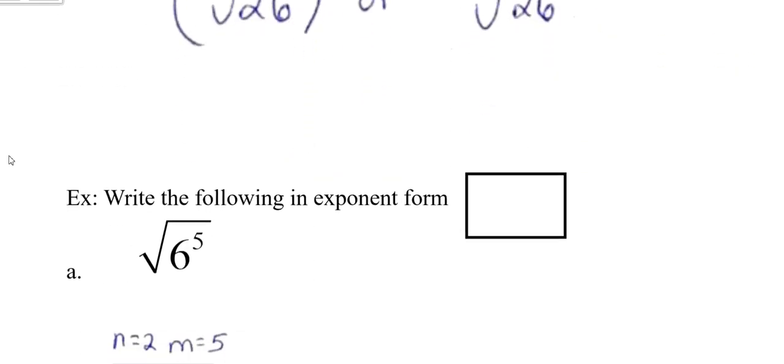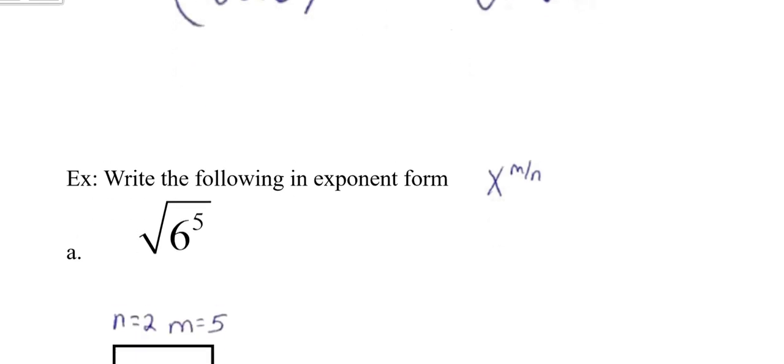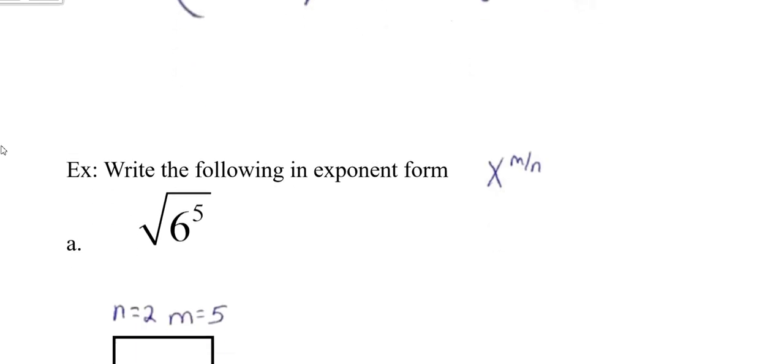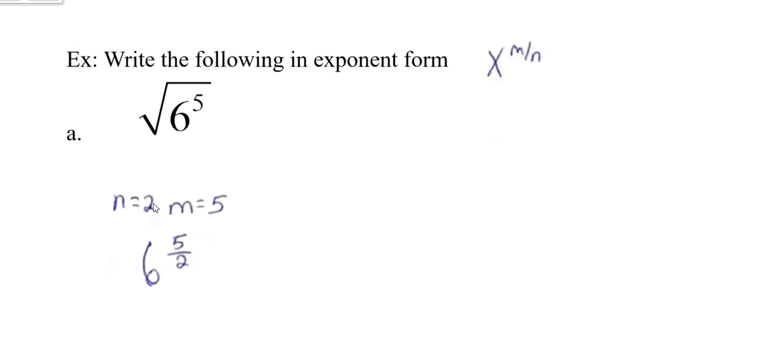We're going to write the following in exponent form. So that means x to the power of m over n. So, the square root of 6 to the power of 5. My n is 2, my m is 5. So n is always your index, m is your exponent. So I should wind up with 6 to the power of 5 over 2.